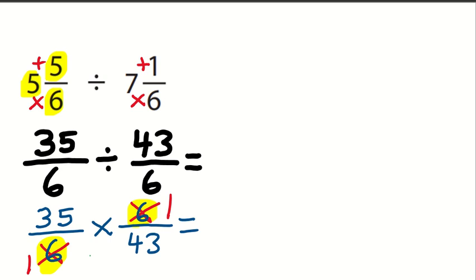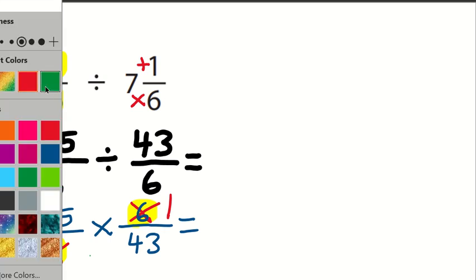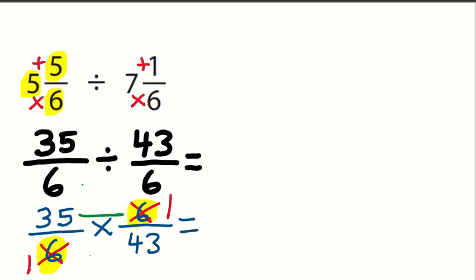But never fear, we can still multiply across the top. So let's do it. Multiplying across the top with the color green. What is 35 times 1? 35 times 1 is 35. And across the bottom, what is 1 times 43?